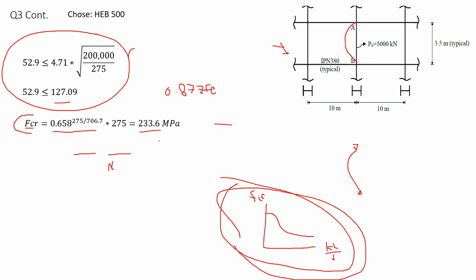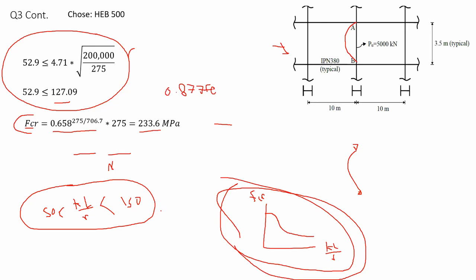You're starting with an assumption. So maybe you can have a range for the KL over R assumption, maybe between 150 and 50. There isn't such a rule. You're starting with an assumption to figure out a section. But usually the best values to pick are like 50, 60. These are the best assumptions, I would say.